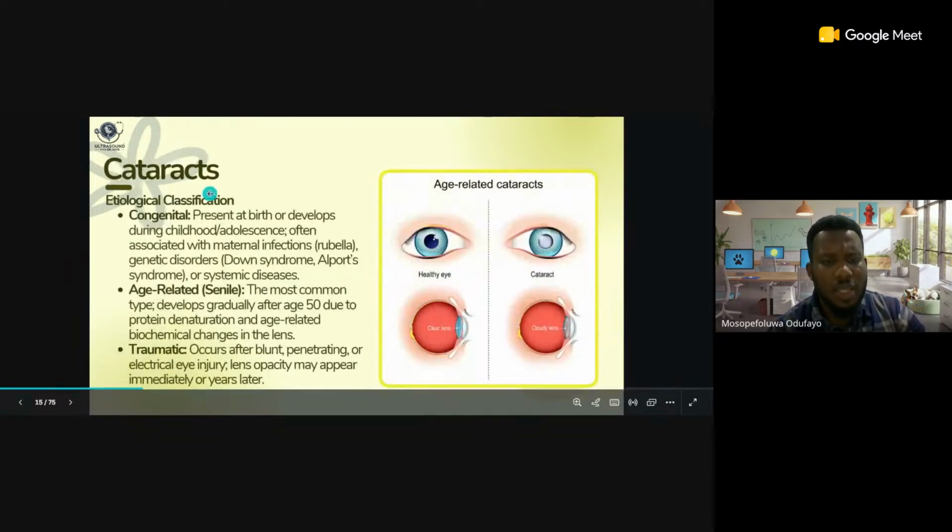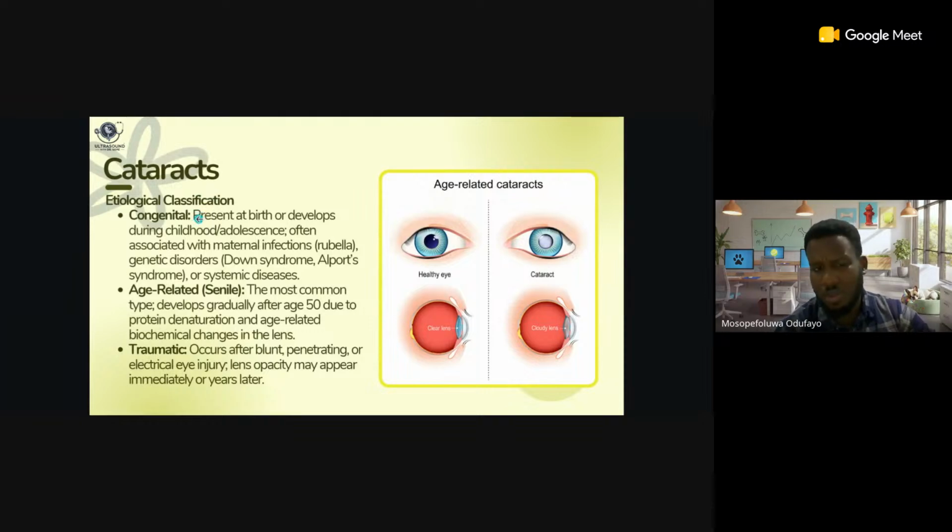So, etiological classification. Let's talk about some of the things that can cause cataract. Basically, congenital: this is when the cataract is present at birth or develops during childhood. It is often associated with maternal infections like rubella, genetic disorders like Down syndrome or Alport syndrome, or systemic diseases. So these are the conditions where you could see congenital cataracts. The mother had one of the TORCH infections, which is rubella.